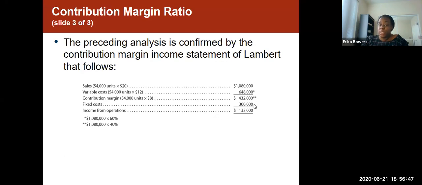Fixed cost is still 300, and so our income from operations is 132. Now remember, it was originally 100,000, and so now it's 132. So now the contribution margin ratio is just a quick reference that you as a manager can use. If you have a certain amount of marketing dollars that you want to put towards your product, you can kind of estimate how much you should see in your bottom line by using this contribution margin ratio.